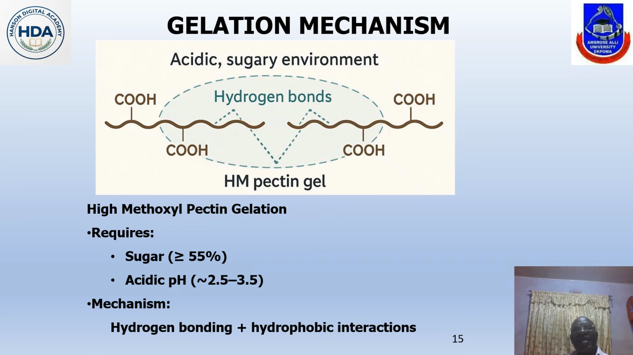The picture you see here is the gelation mechanism. I mentioned to you earlier that high methoxyl pectin requires sugar and low acidity. The mechanism involves hydrogen bonding, plus hydrophobic interactions. That is what leads to the gel formation that you see. So for high methoxyl pectin, the environment must be acidic and sugary.